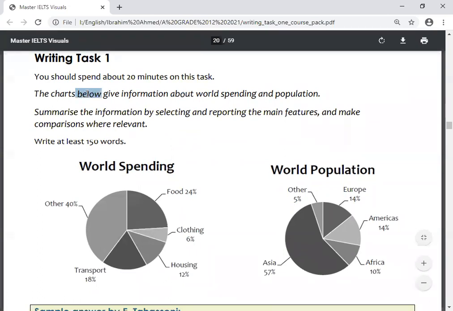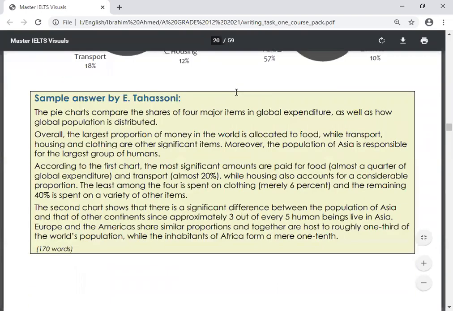And remember the word below, don't write it. Instead of give information about, we can say show, demonstrate, illustrate, and so on. World spending, we can say people's expenditure, and population, the number of people, and so on. Let's see how this report paraphrases the question.